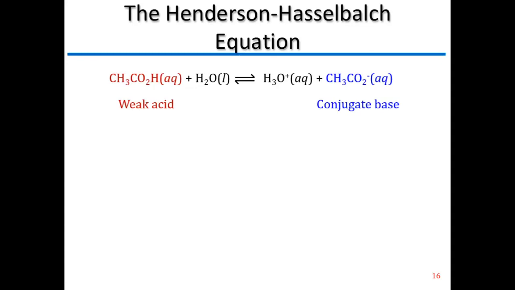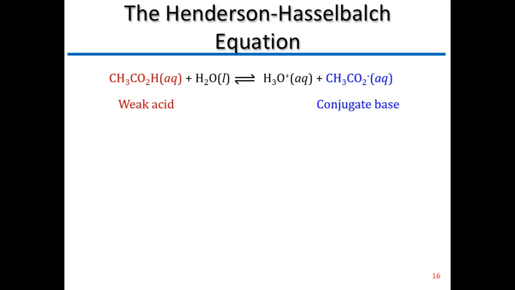Okay, in this next section, we're going to talk about the Henderson-Hasselbalch equation. So suppose you wanted to calculate the pH of a buffer, or suppose you wanted to prepare a buffer at a certain pH. How would you do that? Or suppose you wanted to calculate how a buffer would change when adding either an acid or a base to it. Well, you're going to use the Henderson-Hasselbalch equation.